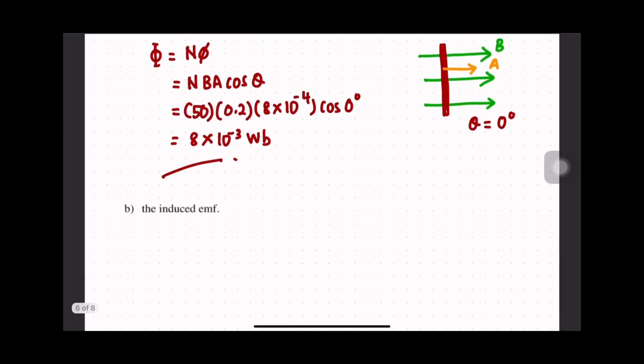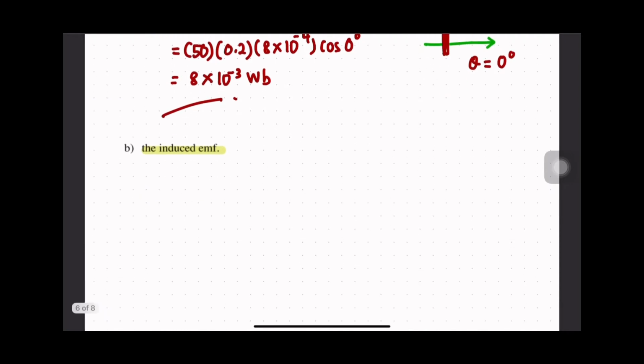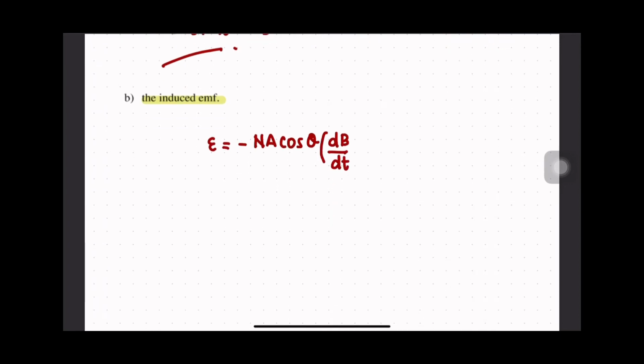Okay, so next is induced EMF. Okay, induced EMF we can calculate by using formula E. Induced EMF is equal to negative N A cos theta. Apa yang changing? Magnetic flux density. So dB per dt. Okay, so negative N A cos theta, B final minus B initial divided by dt.